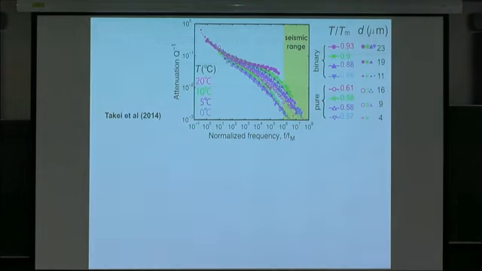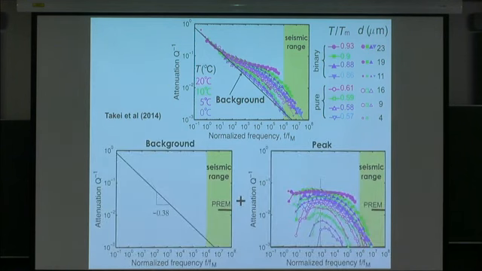So, for a detailed look at the variation, we introduced the background dissipation like this and represented each spectrum by the superposition of the background and the deviation from the background. And the deviation is called the peak because it has the shape of a broad peak. In this figure, color shows temperature, and the symbol size shows grain size. Open symbols show pure samples, and solid symbols show binary samples.